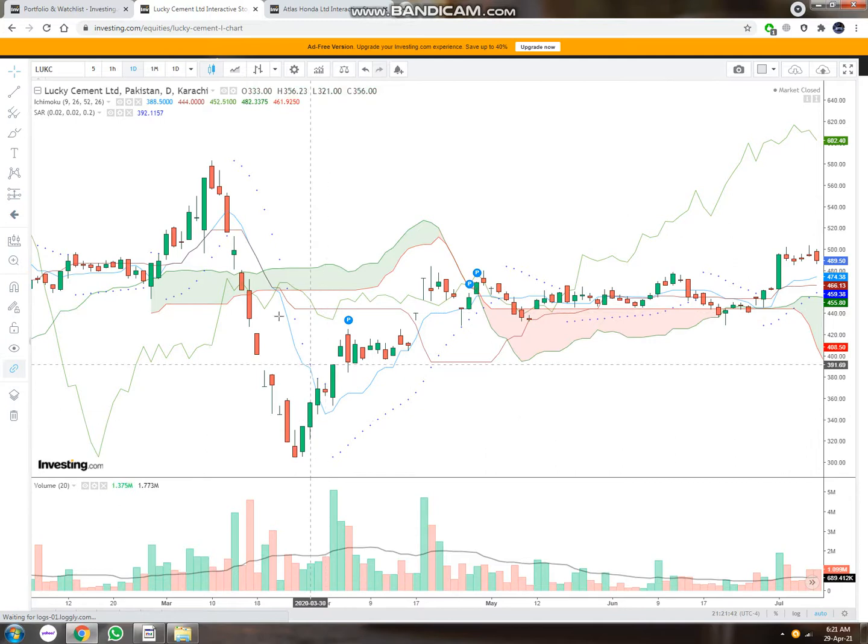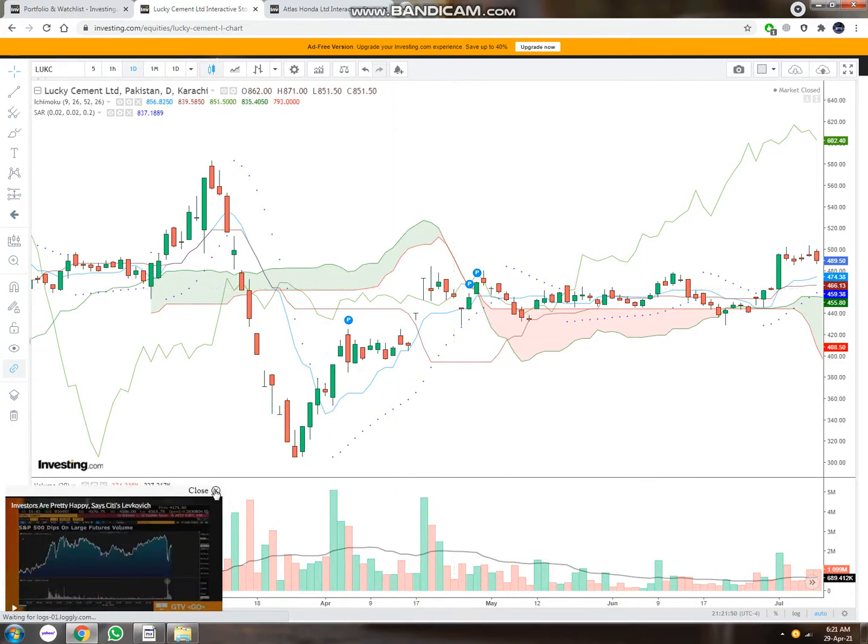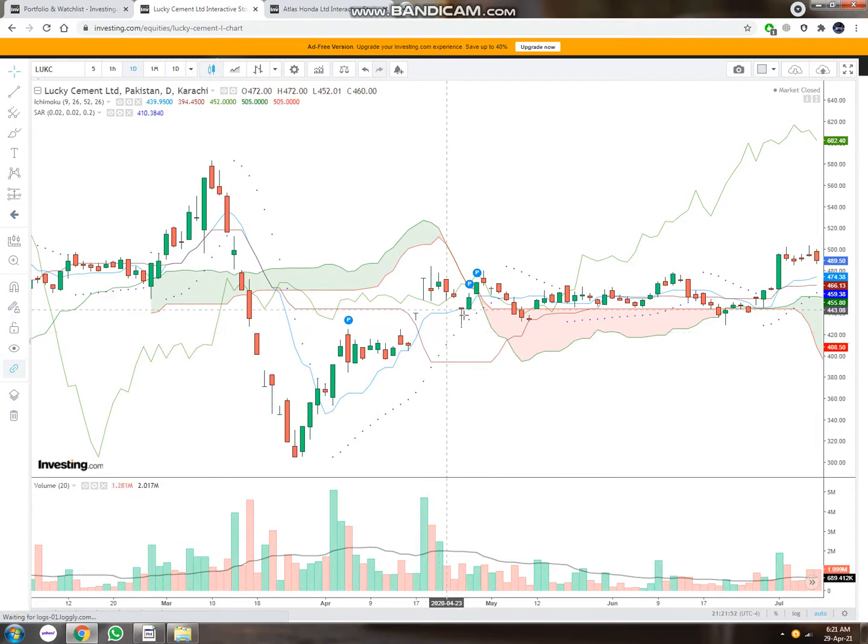Now when this blue line is below the red line, it means that the market would go downward. But if it is above the red line, then it means that the market is going upward. And there is one other indicator. This line shows the previous 26 bars pattern. Now you can see right here, it shows the same, but it is 26 bars behind.